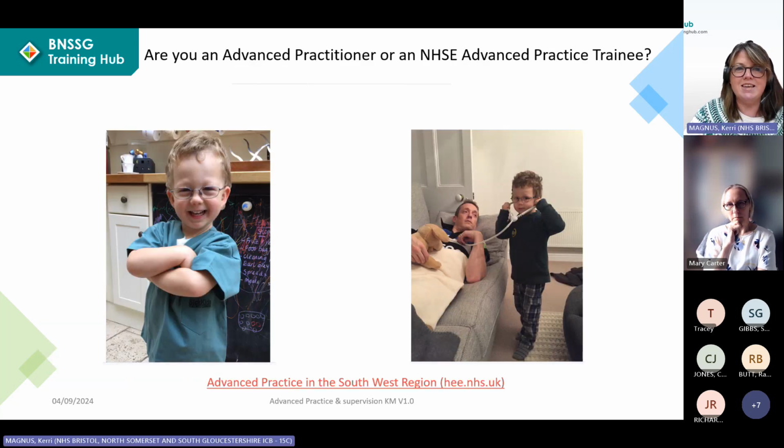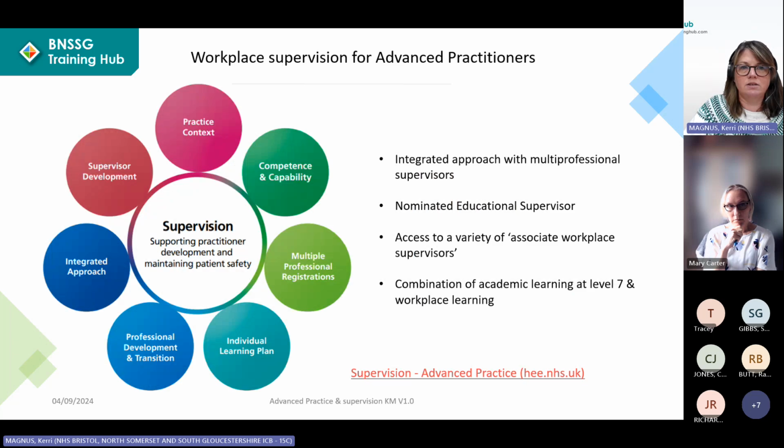So the key thing is, are you an advanced practitioner or are you an advanced practice trainee? And you'll see my son here. I see that he's a very competent and capable advanced practitioner, but this is where he is also a trainee as well. So the first thing I would say to you is reflect on yourself. Are you a trainee, which has some very set guidance and standards, or are you employed in an advanced practice role, governed a little by organisational things, but with other things you also need to consider? We'll just go through that understanding.